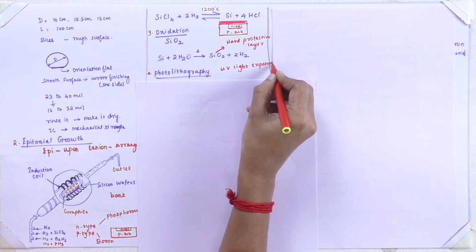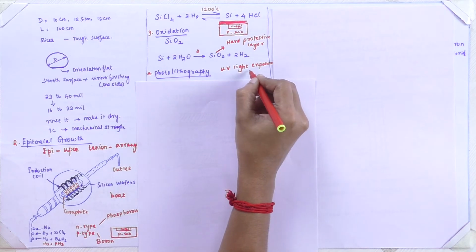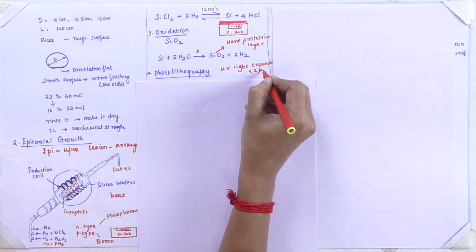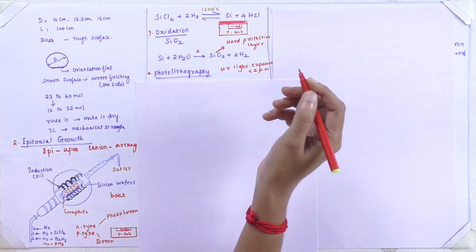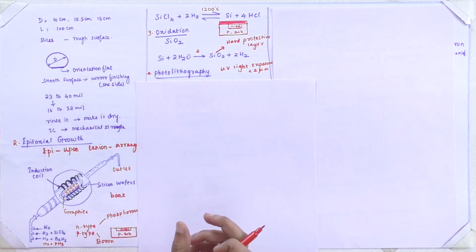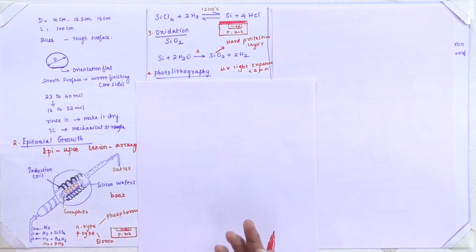So here the device dimensions are to be reduced to less than 2 micrometers. That's the only thing, the device dimensions. Why do we have to go for photolithography? Here we are going to design a pattern based on your circuits to produce a small device.